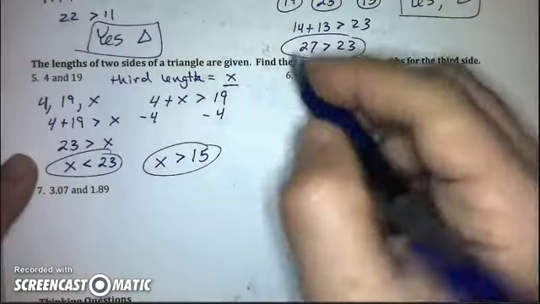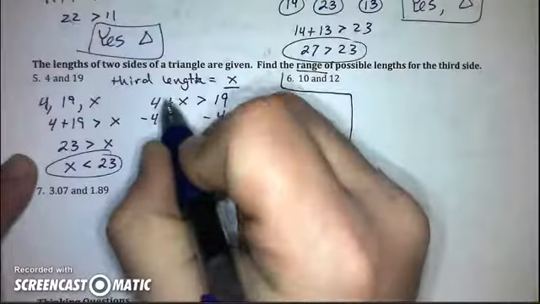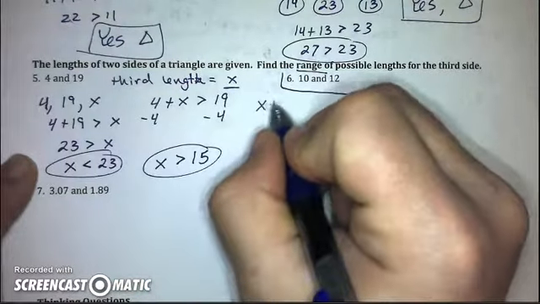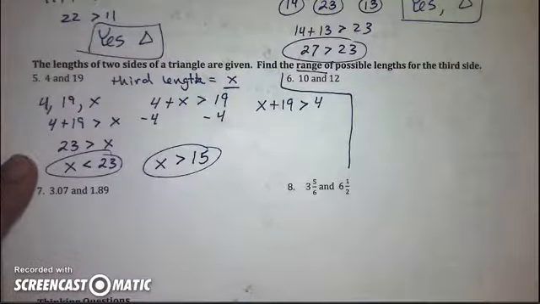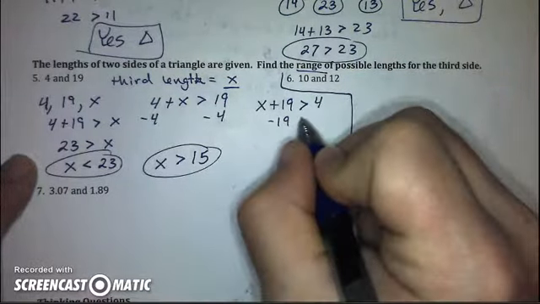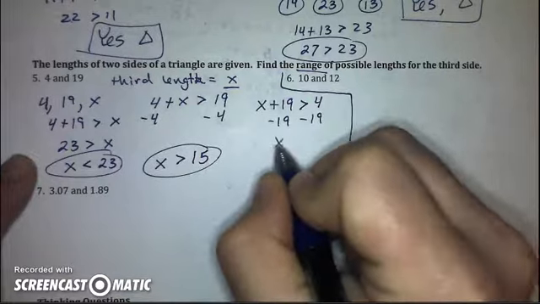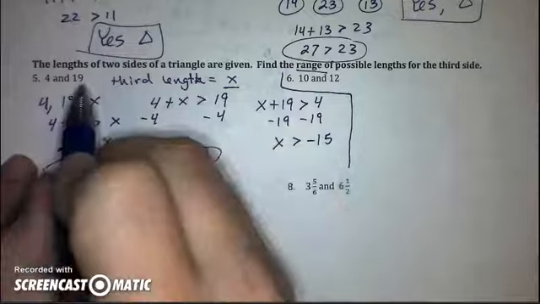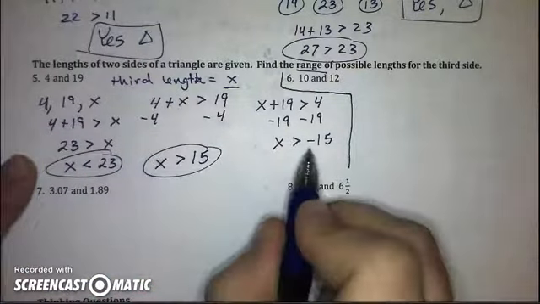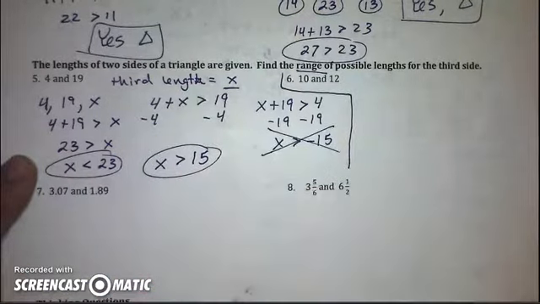The third case I will show you is if we did this the other way around. If I said x plus 19 is greater than 4, I'm going to show you why this doesn't work. If I subtract 19 from both sides, x is greater than negative 15. Well, we cannot have a negative side length. Can't have length that's negative. It doesn't exist. So we don't need that one. These are the only two that matter.